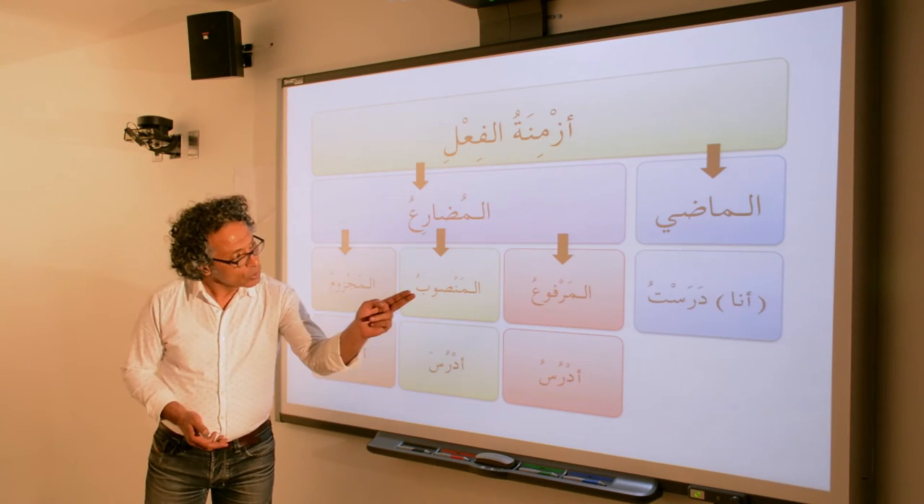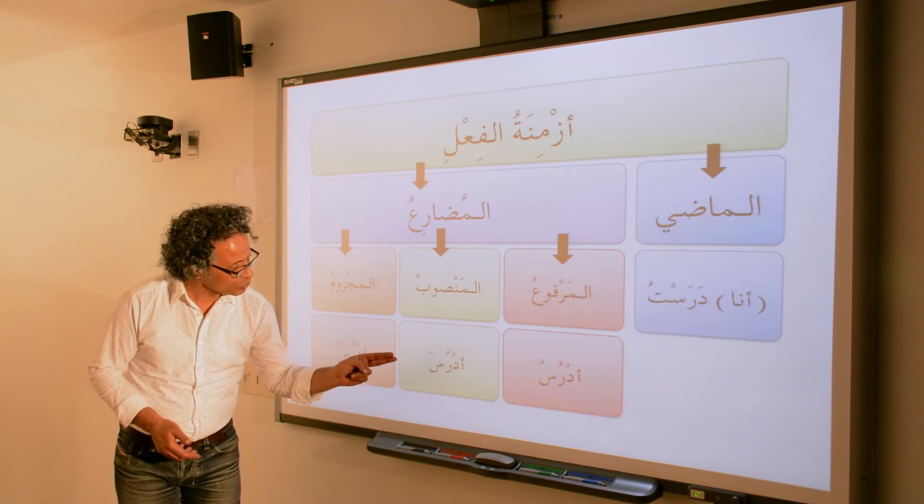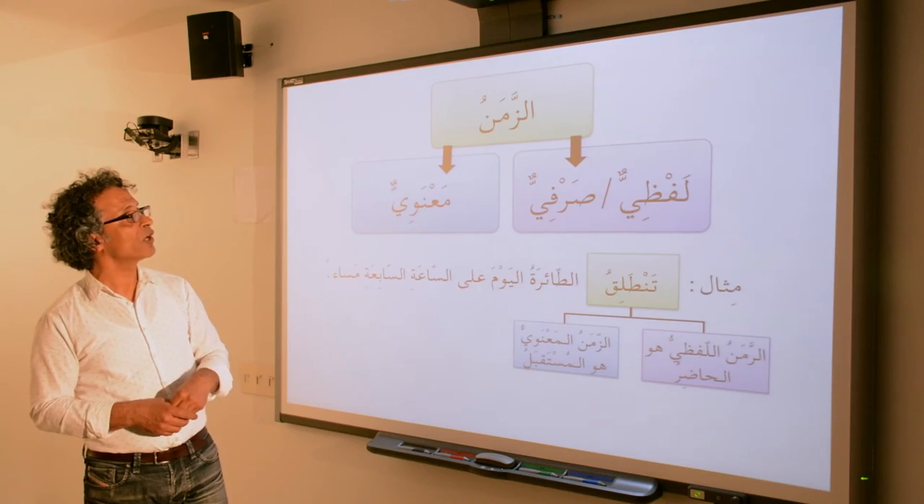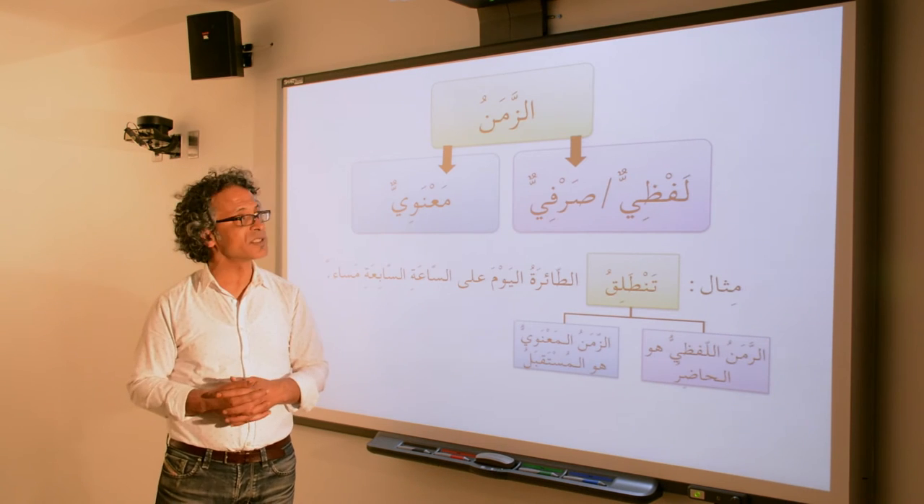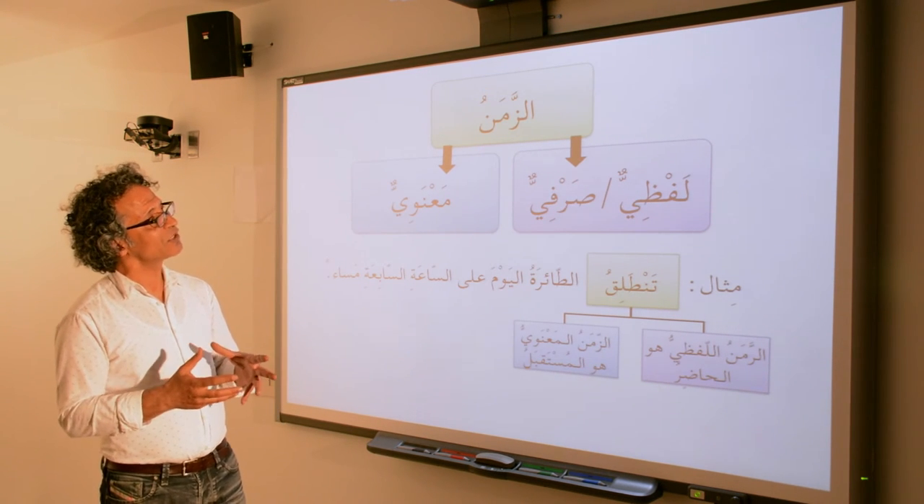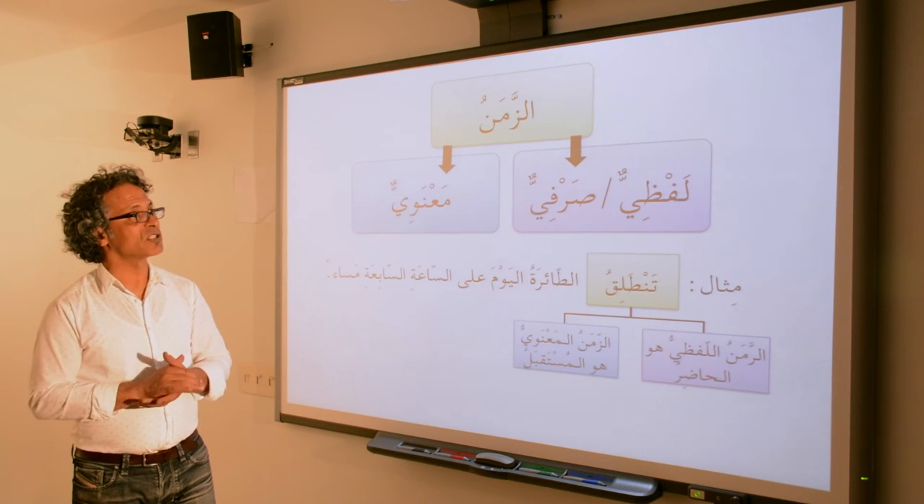So your مضارع مرفوع ends with the ضمة، المنصوب ends with the فتحة، and المجزوم ends with the سكون. We will learn when and how to use them. Before we learn how to conjugate verbs in different tenses, it is important for us to know that الزمن, time, has two meanings to it, or two aspects to it.